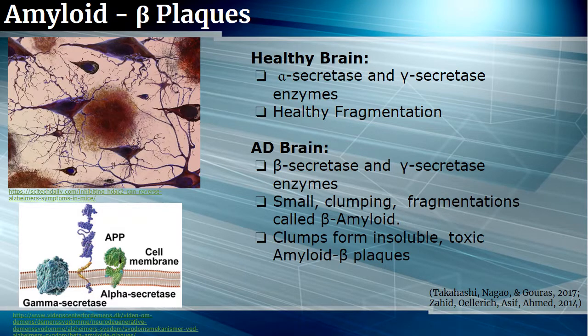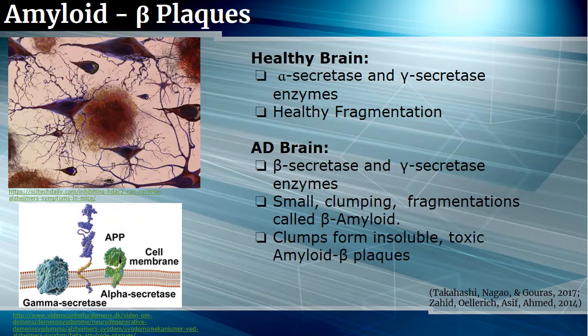Amyloid beta plaques. Typically, in a healthy brain, proteins are slowly processed on the extracellular membrane of a neuron. In this process, 2 enzymes, alpha secretase and gamma secretase, cut amyloid precursor protein from the membrane. These fragments are now floating in the extracellular fluid and are said to aid neuron activity.